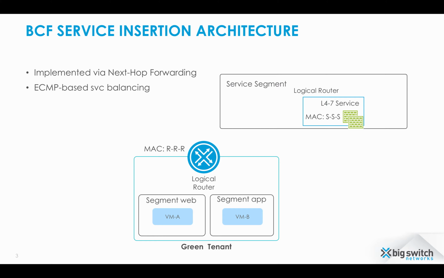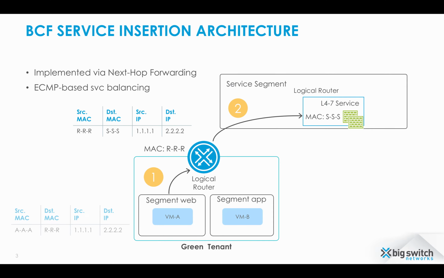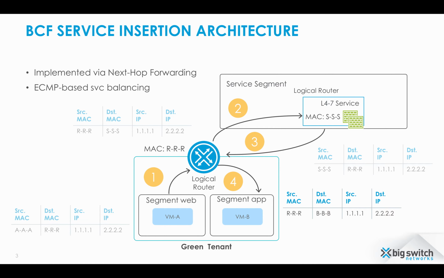Here we have workloads in two segments. Without service insertion, they communicate normally through a BCF distributed logical router. With service insertion, traffic going between segments can get redirected to a firewall or a load balancer identified by a next hop IP. Multiple IPs can be defined for ECMP across multiple service nodes. If service node has inspected the traffic and allowed it to go through, it will come back to BCF and get routed to a destination segment.